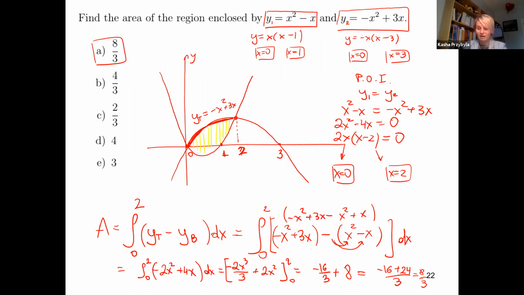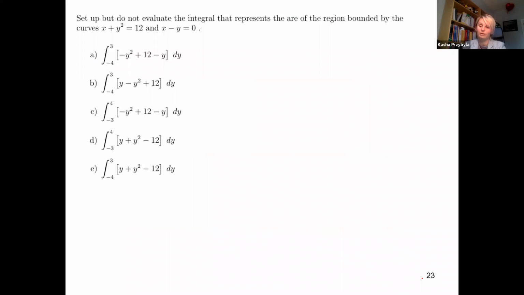Okay, let's look at another area problem. This one, I am a little bit nicer to you because you don't have to integrate, you have to just set up the integral. Set up, but do not evaluate the integral that represents the area of the region bounded by two curves: x plus y squared equals 12 and x minus y equals 0.